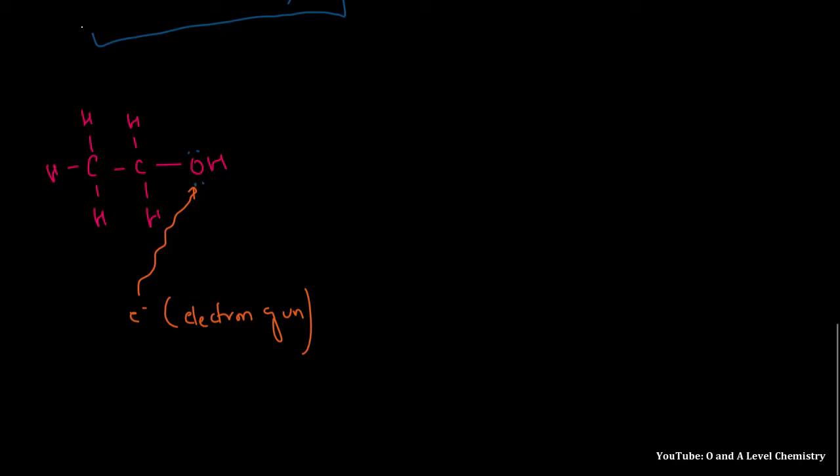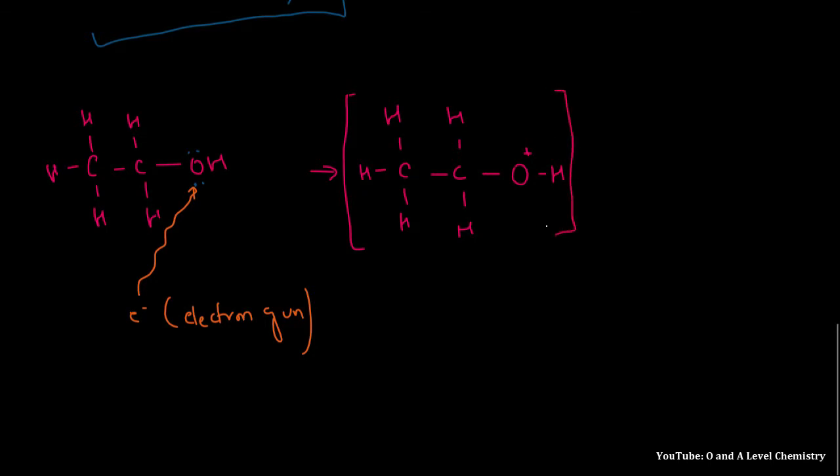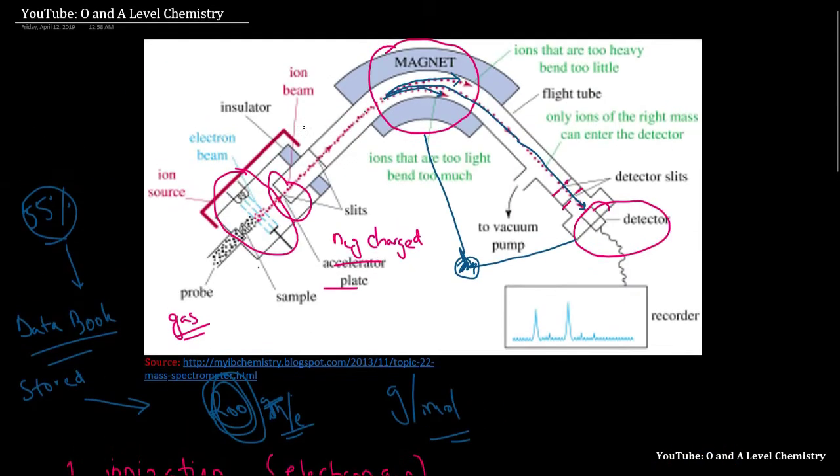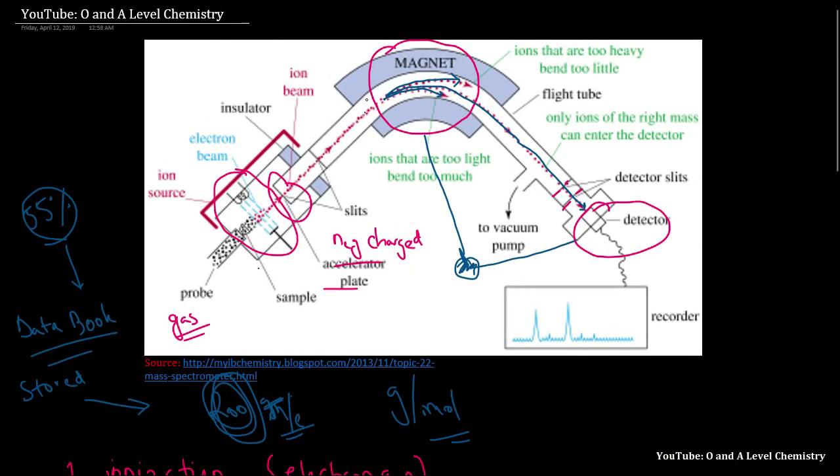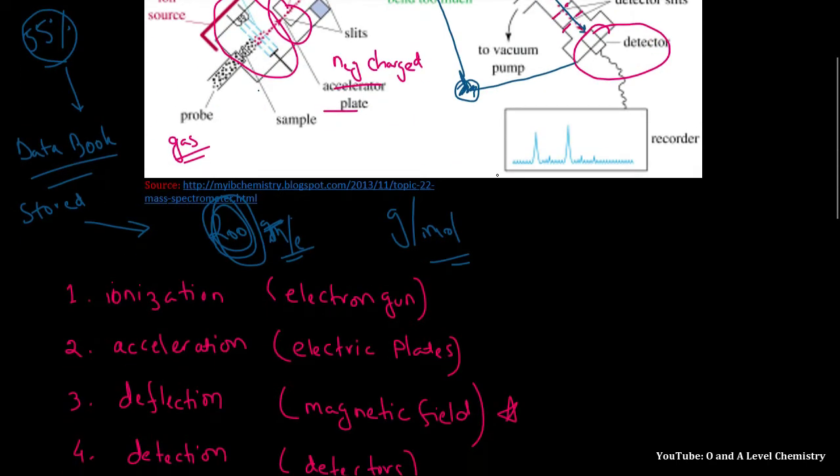So what happens is this in turn produces a molecule that looks like this. So this whole molecule is now positively charged, right? This whole molecule is now positively charged. So now it will get attracted to the electric plates, and it would accelerate. That's the idea.